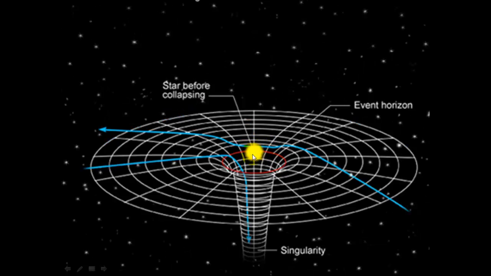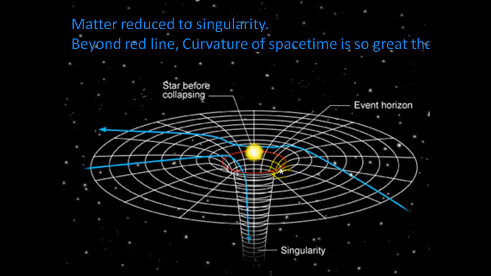This is a star before collapsing. After it collapses, it makes the curvature so steep that there will be a defined ring here, which will be the event horizon. The curvature here is so steep that light is not able to escape. This is called the event horizon. So when matter from the star is reduced to a singularity, to a point, beyond this red line the curvature of space-time is so great that not even light can escape. And this is when we have a black hole.